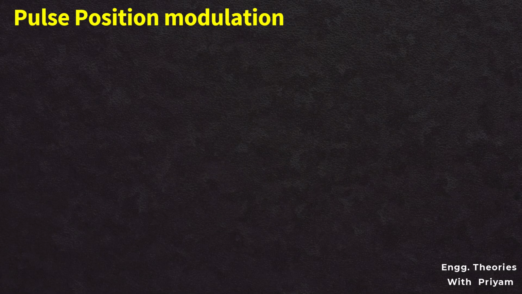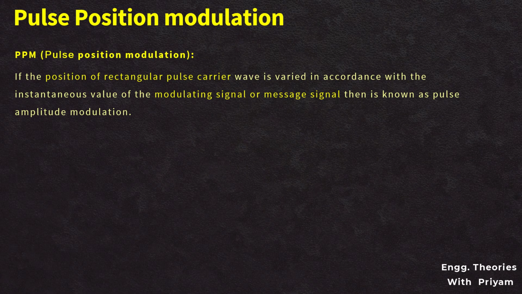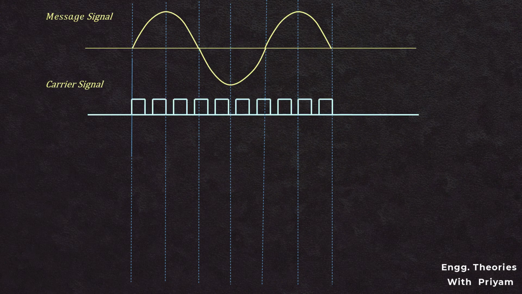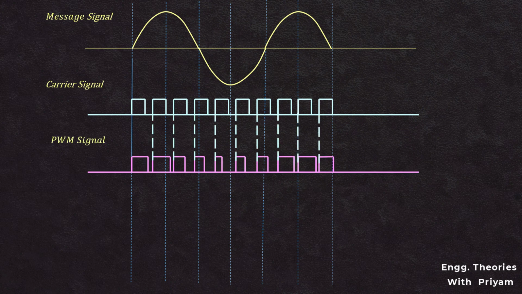Pulse position modulation. If the position of the rectangular pulse carrier signal is varied in accordance with the instantaneous value of the modulating signal, then it is known as pulse position modulation. Now, let us see this pulse position modulation graphically. This is the message signal, and again this is a train of rectangular pulses used as a high frequency carrier signal. The position of the pulse varies in this method, but the width and amplitude of the signal remain constant.